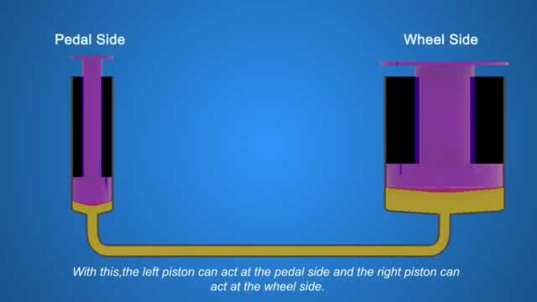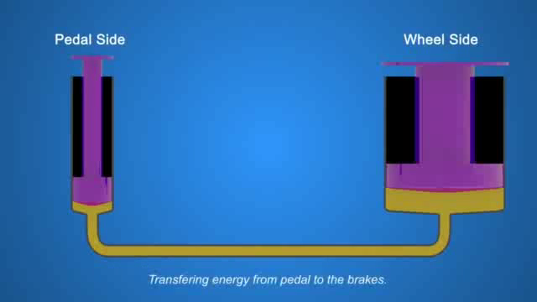With this, the left piston can act as the pedal side, and the right piston can act as the wheel side, transferring energy from the pedal to the brakes. Now we know the theory, let's see how this works in real.